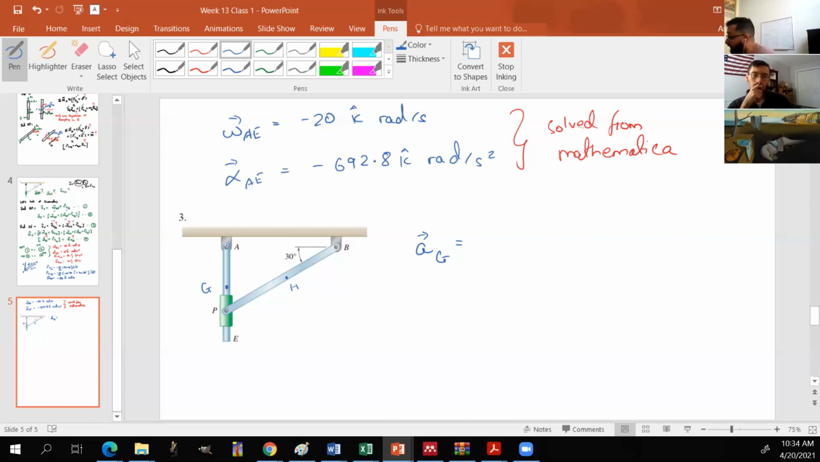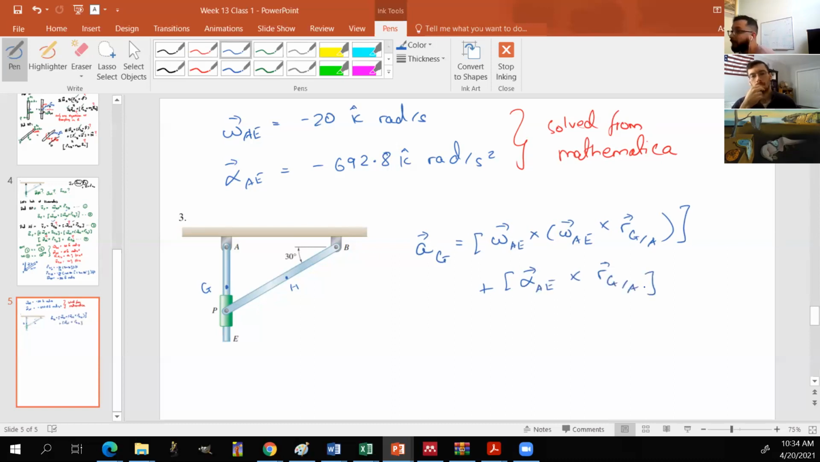Similarly, because it's a fixed point, there's going to be no Coriolis term, because G cannot move with respect to A. So you only have your centrifugal term and your angular acceleration term. So this is just equal to omega AE crossed with omega AE crossed with R of G relative to A, plus alpha AE crossed with R of G relative to A. And here we know everything. We found out what omega AE is, we can obviously find out what the position vectors are, and we know what alpha AE is as well.